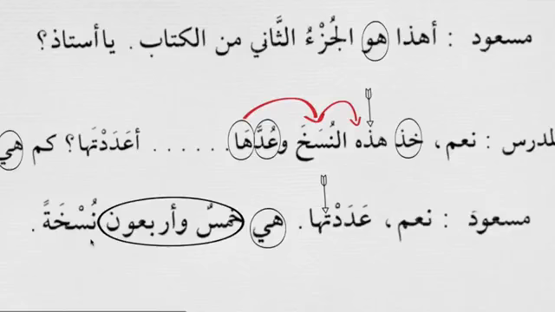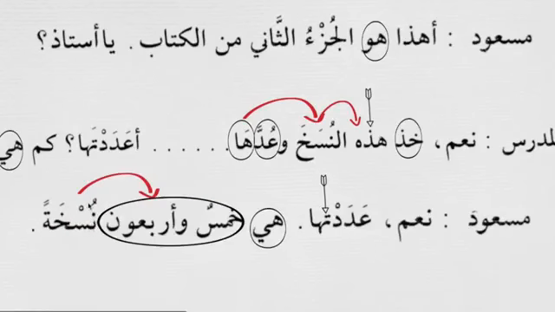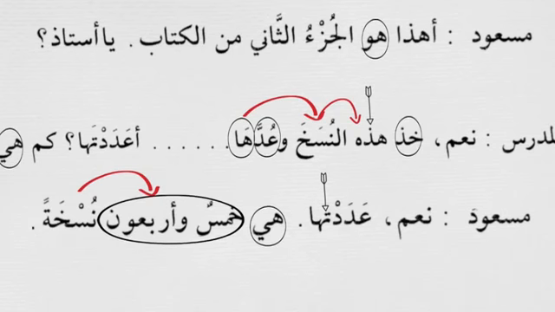Nuskhatan. Why nuskhatan? It is because for the numbers from 11 to 99, the ma'dud is singular and indefinite, tamyiz. So if you remember, it's tamyiz, that's why it is nuskhatan. If it was only 3, it is thalathatu nusakhin. So here, khamsun wa arba'una nuskhatan.